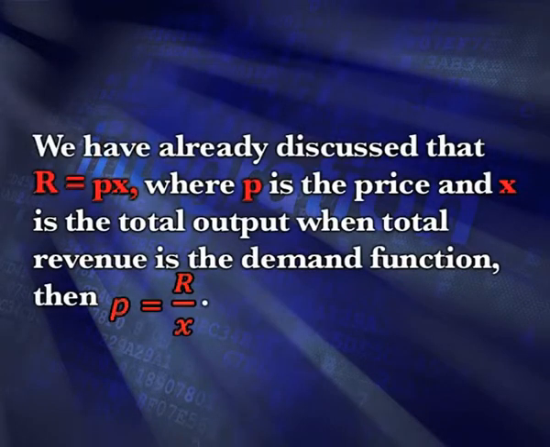We have already discussed that R is equal to Px, where P is the price and X is the total output. When the total revenue is the demand function, then P is equal to R by X.